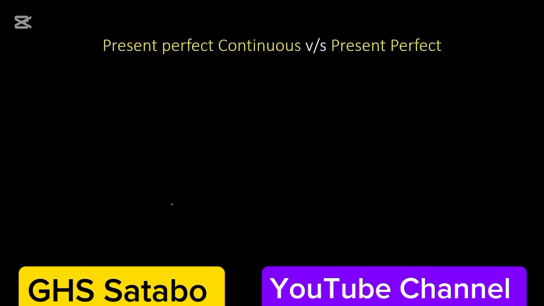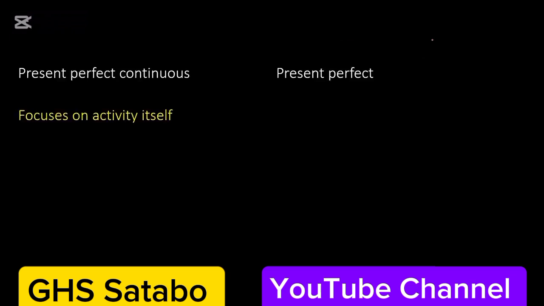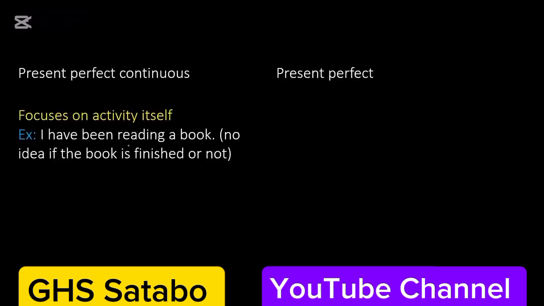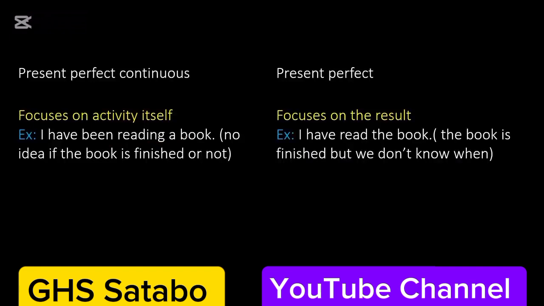Let's understand in more detail. Present perfect continuous is sometimes confused with present perfect, and the difference lies here. Present perfect continuous focuses on the activity itself. I have been reading a book: no idea if the book is finished or not, but the process of reading a book was going on. On the other hand, present perfect focuses on the result. I have read the book. So here we were focusing on the process of reading the book. Over here we focus on the book being finished. But we don't know when, because present perfect always talks about an unfinished time period. And you know that very clearly from your past slides.